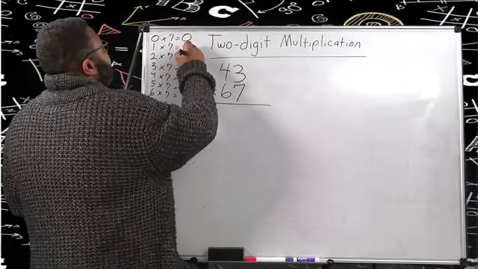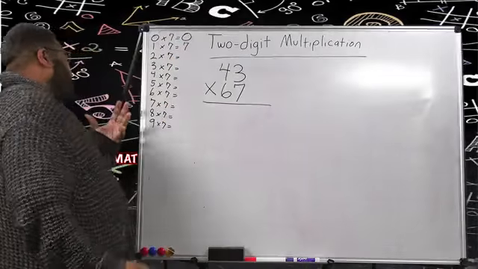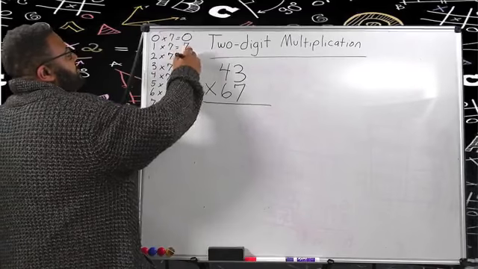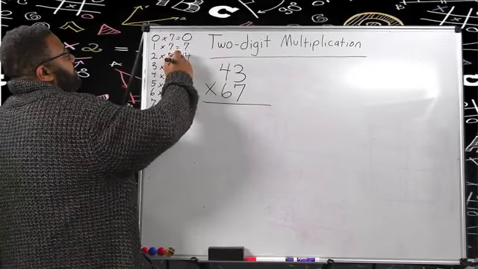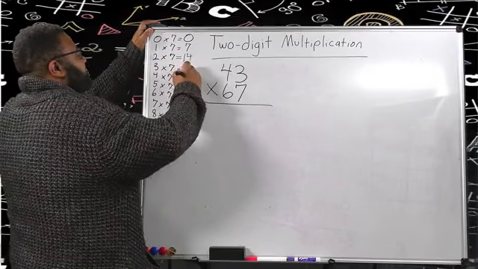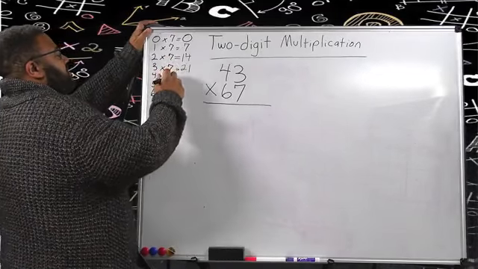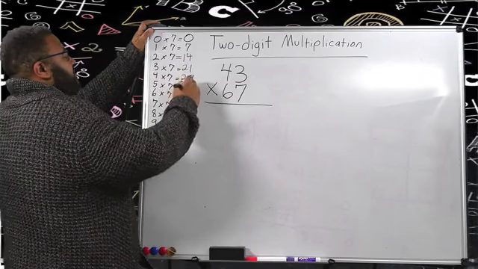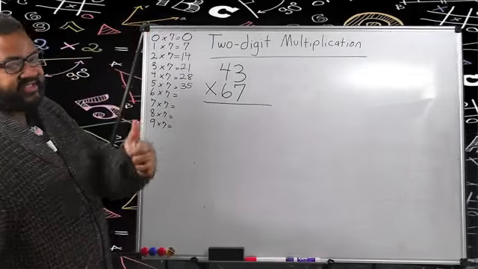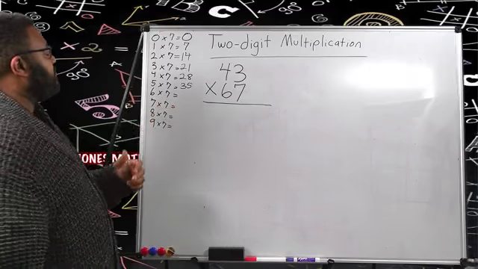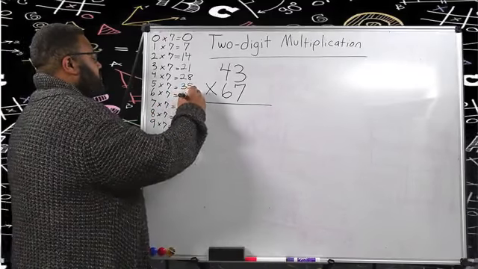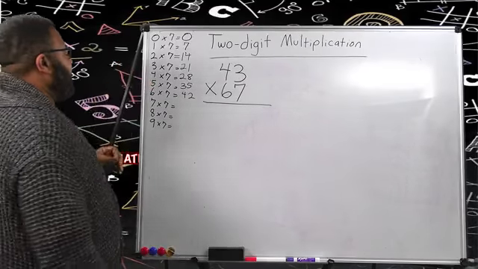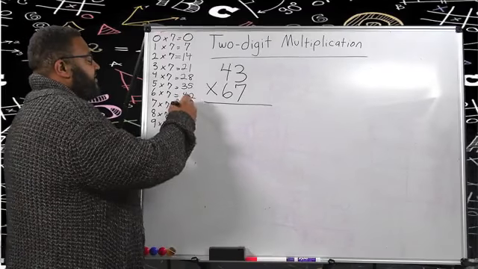1 times 7 is 7. Now, you can count up 7 fingers, but 7 times 2 is 14. 3 times 7 is 21. 4 times 7 is 28. 35. All I'm doing is adding 7. 35, 36, 37, 38, 39, 40, 41, 42. 43, 44, 45, 46, 47, 48, 49. Yes, the 49ers, baby.